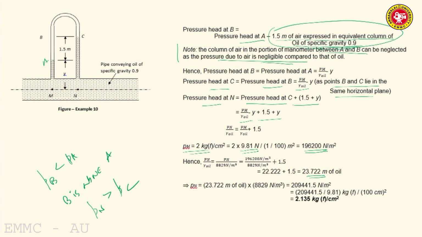sorry, this is Pm. Okay, Pn by gamma oil is equal to Pm by 8829 Newton per meter square, that is equal to Pm by gamma oil plus 1.5. So, you get this much meter of oil. So, this can be converted into Newton per meter square and then into kilogram force per centimeter square in the reverse direction. So, you get 2.135 kgf per centimeter square is the reading that will be shown by the pressure gauge when it is directly attached to point N.